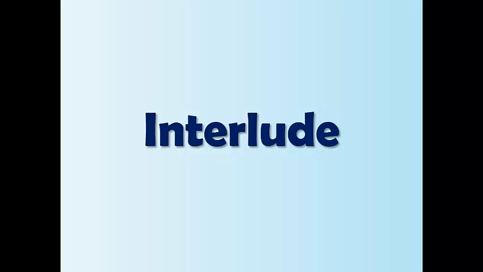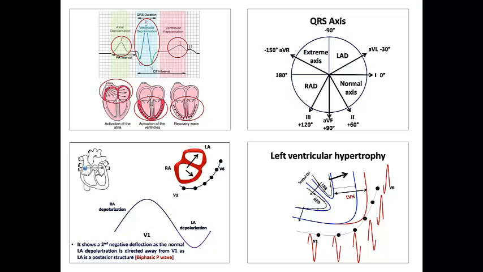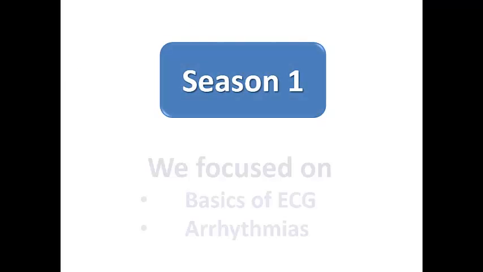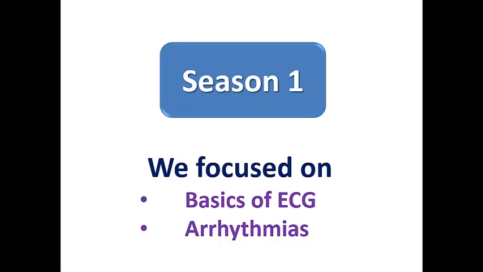Hello everyone, and now we are coming to a second interlude in the ECG course. We have discussed many topics in the first season of the ECG course, like the basics of ECG, the axis, the atrial and ventricular enlargement. We discussed bundle branch blocks, fascicular blocks, arrhythmias of course. And so in season 1 we focused on basics of ECG and arrhythmias.